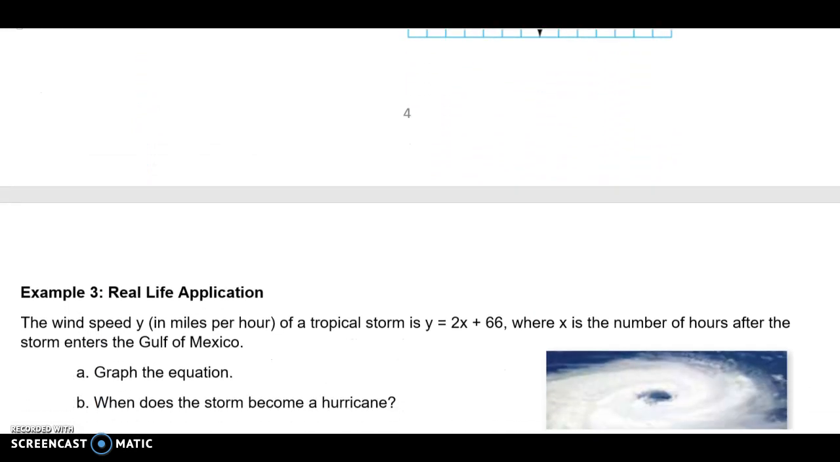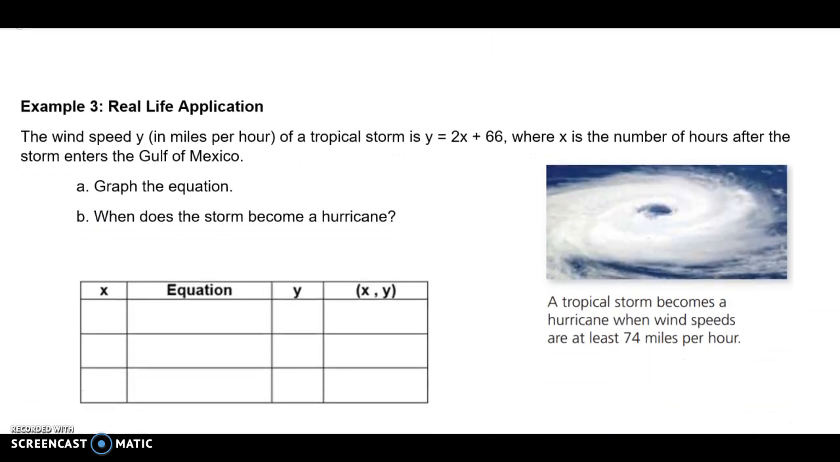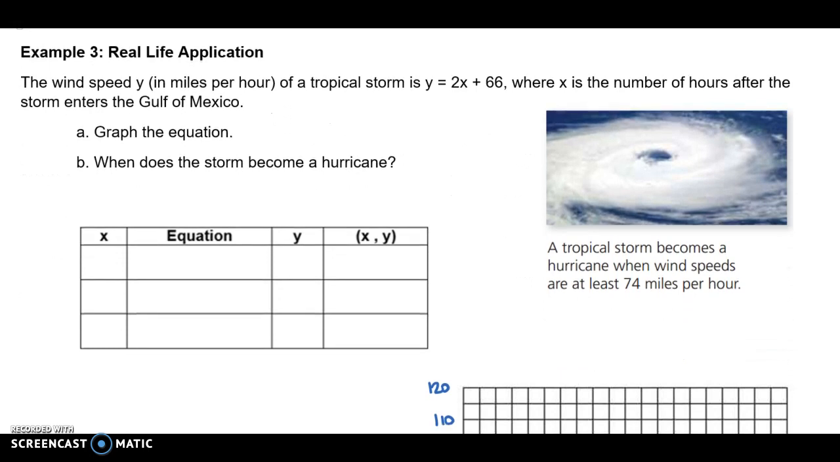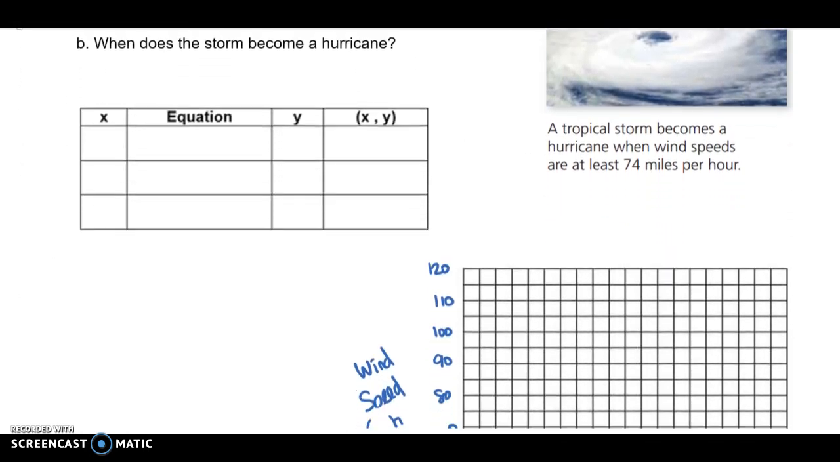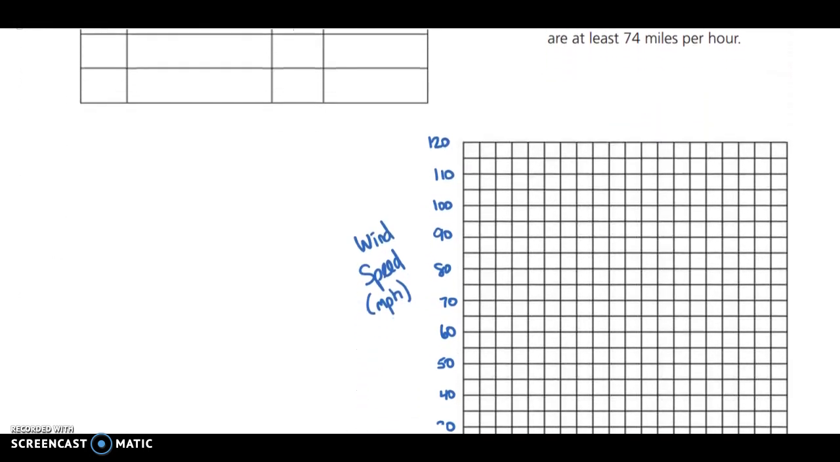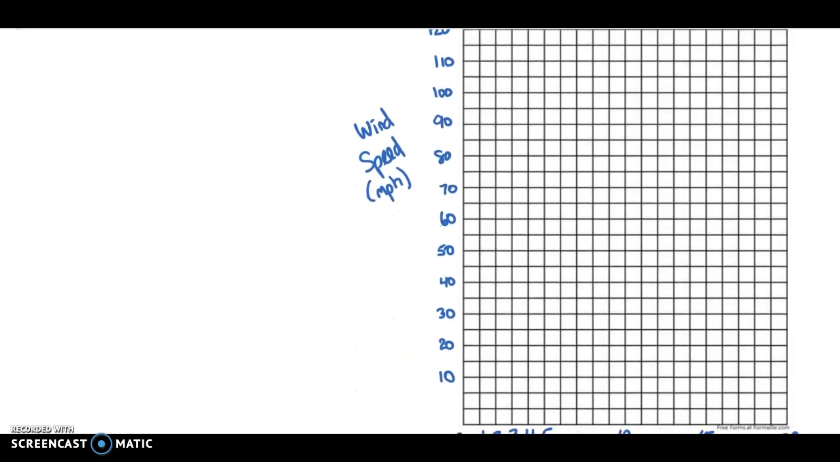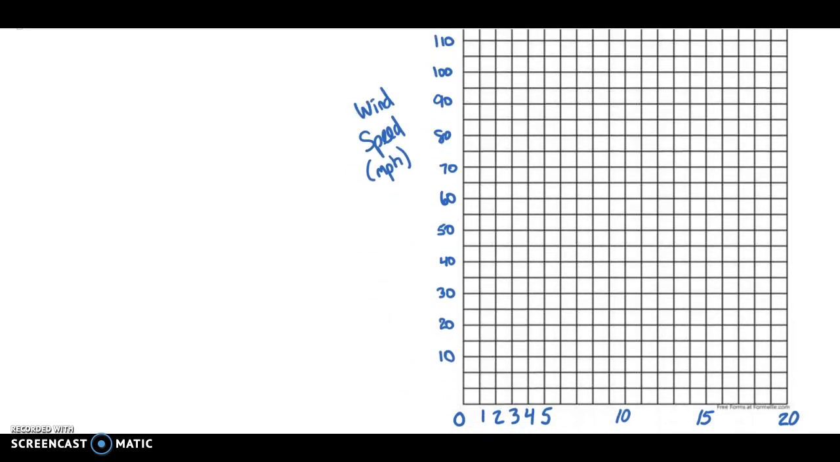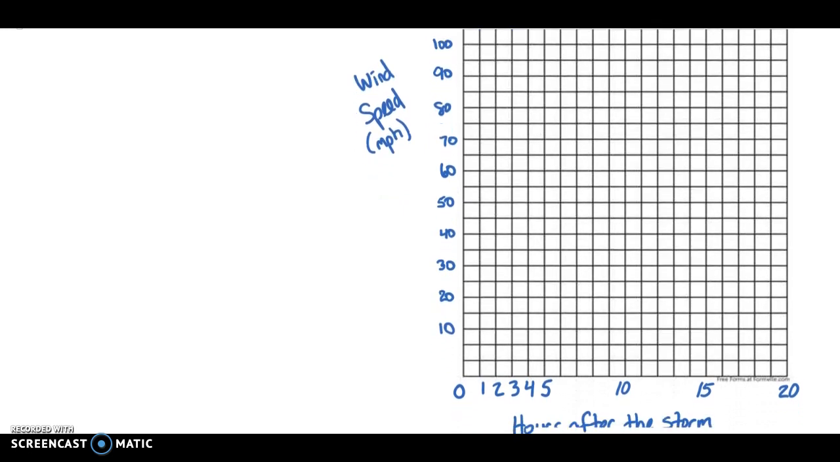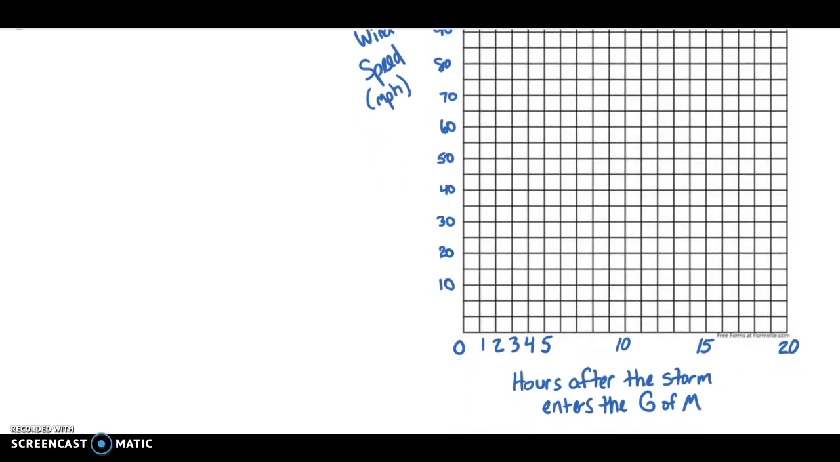All right, and then we have one real life application problem. So I have already put some numbers and labels on my graph. So I'm going to go down here to where you can see this. And why don't you pause this video and write these.